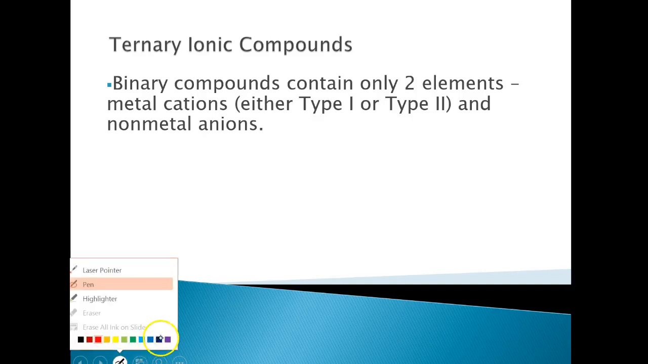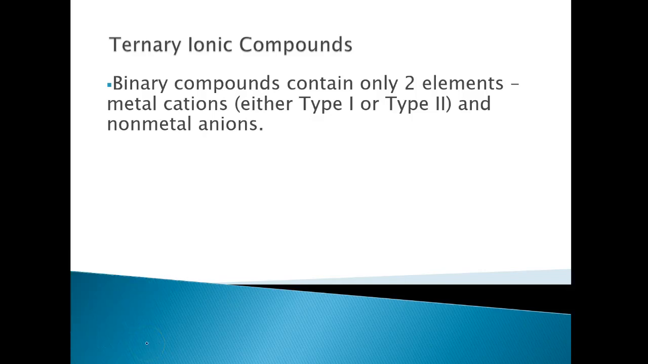Okay, so we are almost done with ionic compounds. There are these things called ternary compounds or tertiary. What that means is they have more than two elements. So binary, which is what we've done so far, only had two elements. They only had two capital letters. That's how you know you were dealing with that.